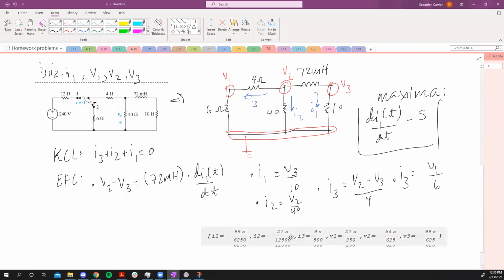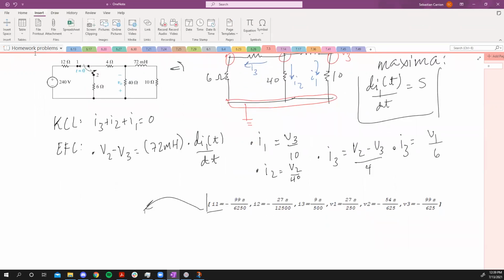Okay, so now we want to look at I1 because this is our current across the inductor, right? So let me make some more space.